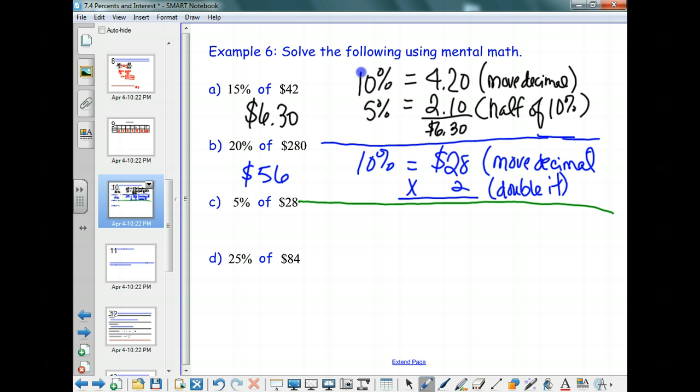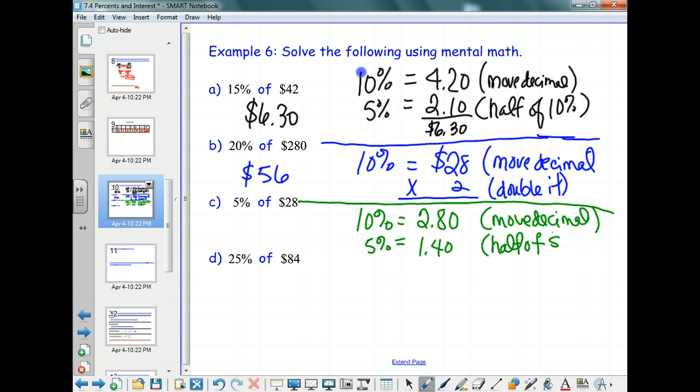Okay, how are we going to get 5% then? 2%. Okay, so you want to get 10% first. So what's 10% of 28? 2.80. Okay, so we move the decimal. And then you can get 5%. This is much like problem A or whatever here, right? And then you get 5% by halving that. So you get 1.40, right? So this is half of the 2.80.